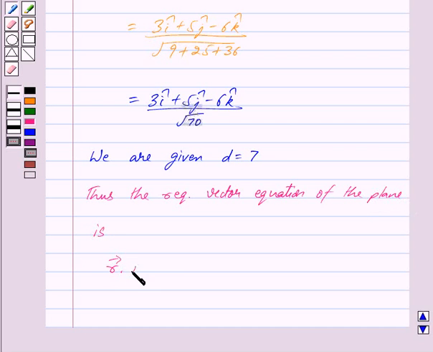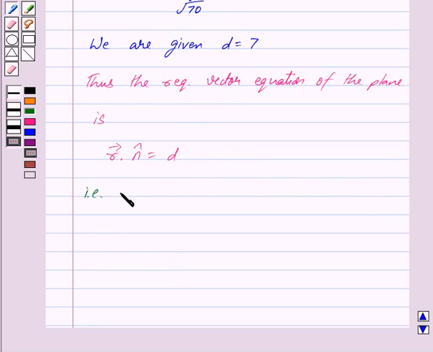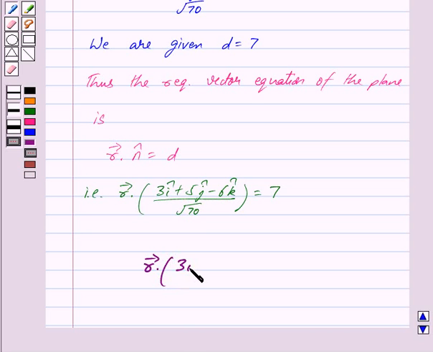vector r dot n cap is equal to d, that is vector r dot, now n cap is equal to 3i cap plus 5j cap minus 6k cap upon under root 70 is equal to d, which is equal to 7. Thus we have got the required vector equation of the plane as vector r dot 3i cap plus 5j cap minus 6k cap upon under root 70 is equal to 7.